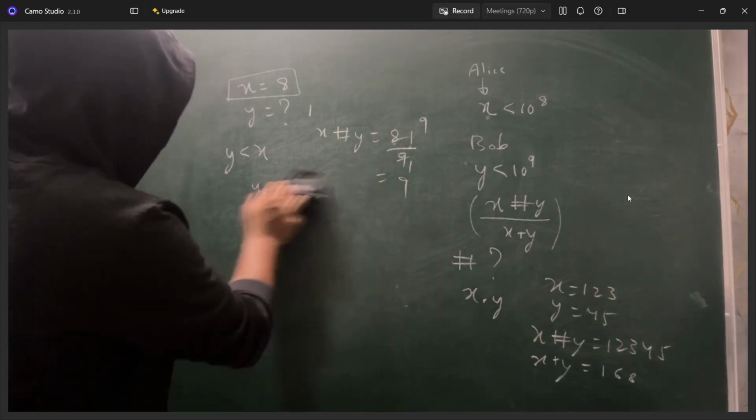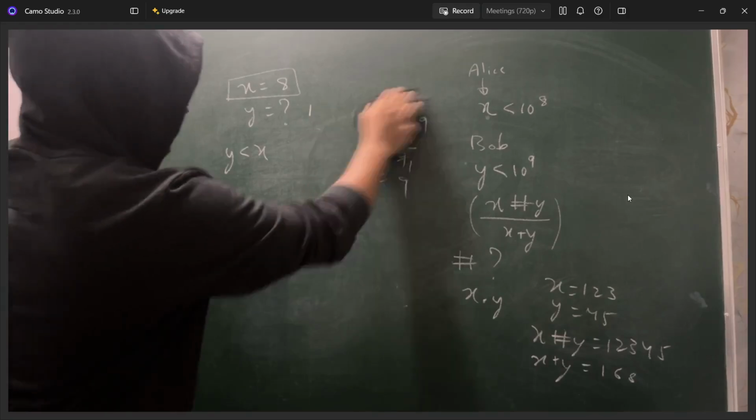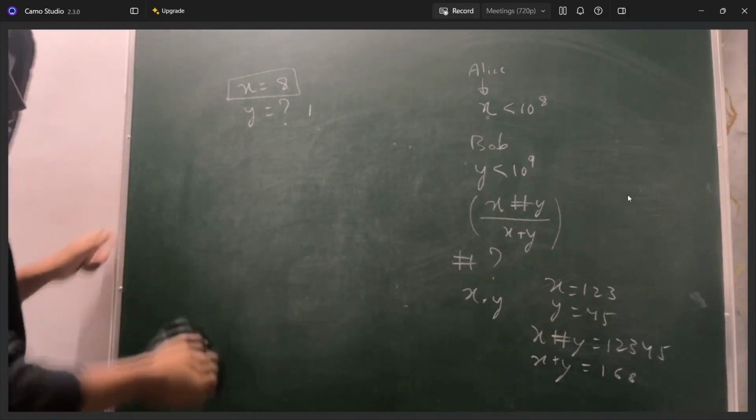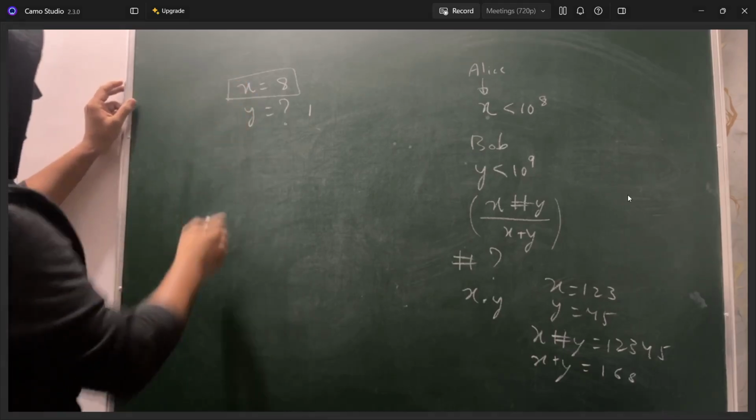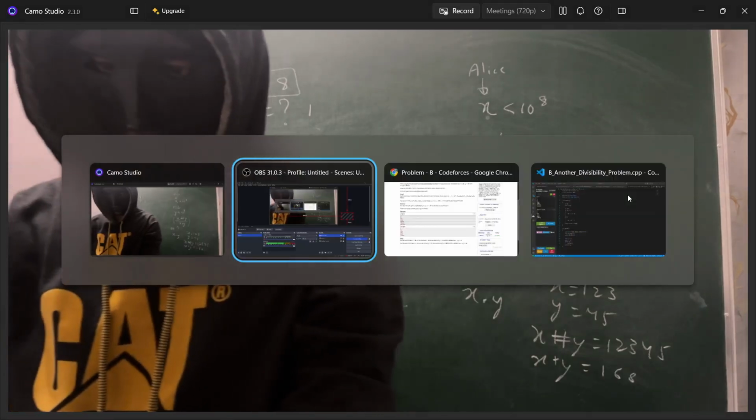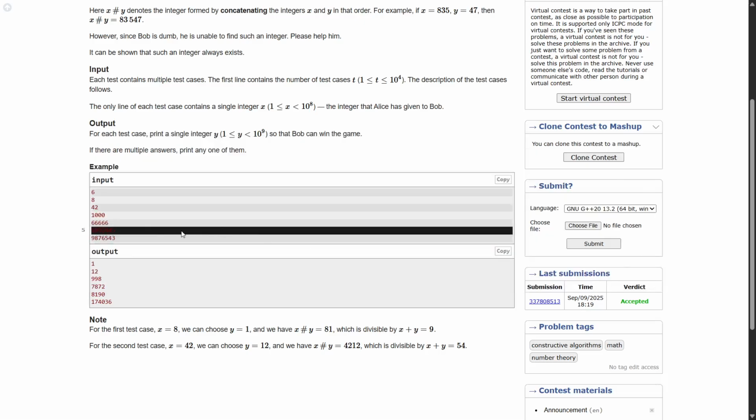But let me tell you, y equal to x by 2 is indeed a solution whenever x is an even number. But whenever x is not even, in the case of an odd number, you will have a different solution. So let's check out some of the examples.